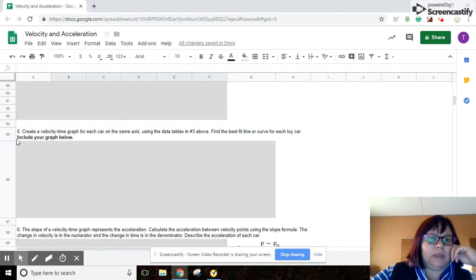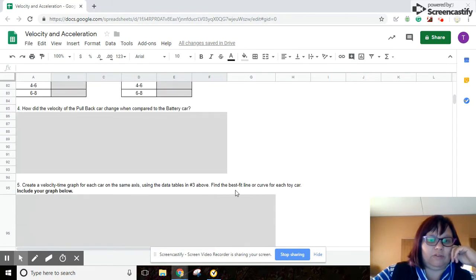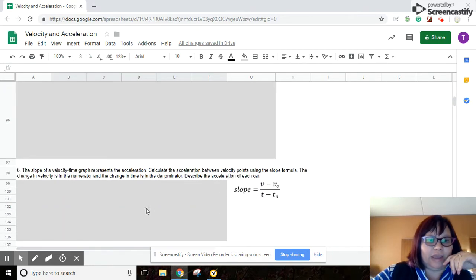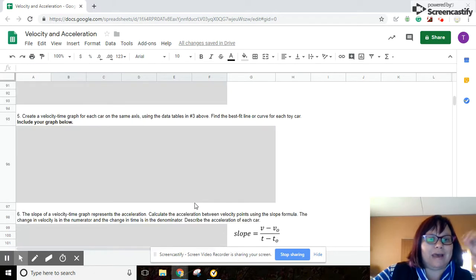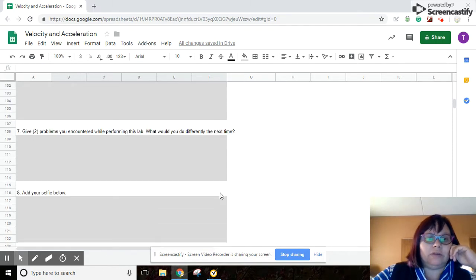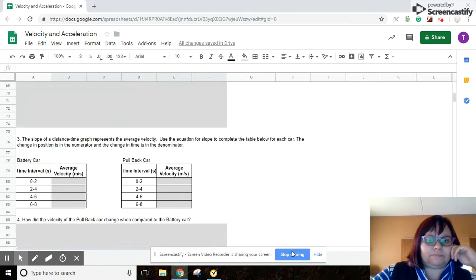And then you're going to create a second velocity time graph using these data tables. Both of them need to have the best fit line. And then finally, you're going to, again, hand calculate the acceleration using the slope formula. So you'll have it on your best fit line, but you also need to calculate it yourself as well. Don't forget your selfie. Make sure you include all the graphs.